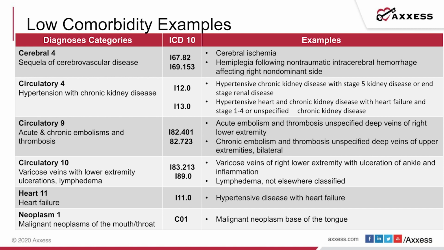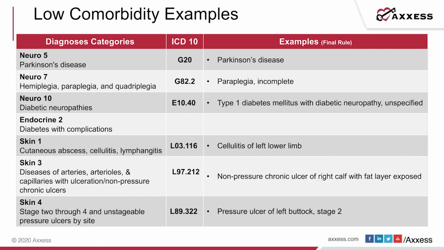So let's look at some of the category examples. This is just a cross section of some of the diagnosis categories. You'll see, for example, cerebral 4 is one of the 13, circulatory 4 is one of the 13, circulatory 9, circulatory 10, heart 11, neoplasm 1, and you can see under the subtitles for each of those categories what kind of diseases we're talking about that would lend themselves to a low comorbidity adjustment. The other diagnosis categories are Neuro 5, Neuro 7, Neuro 10, Endocrine 2, Skin 1, Skin 3, and Skin 4, with just one little diagnosis example for each of those subcategories.